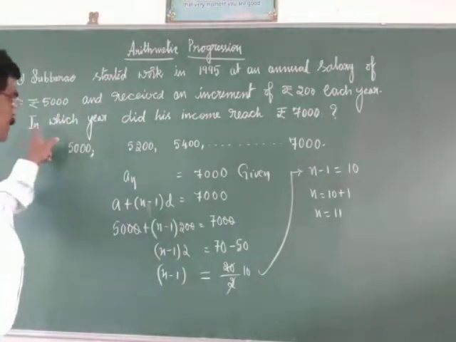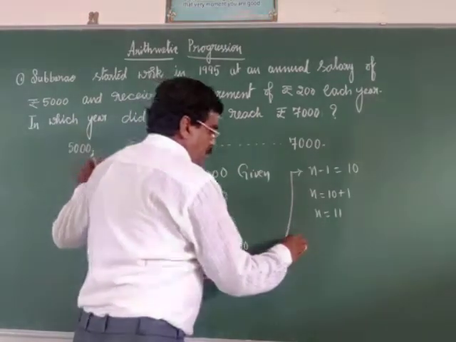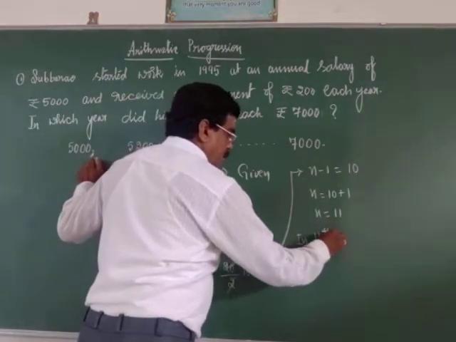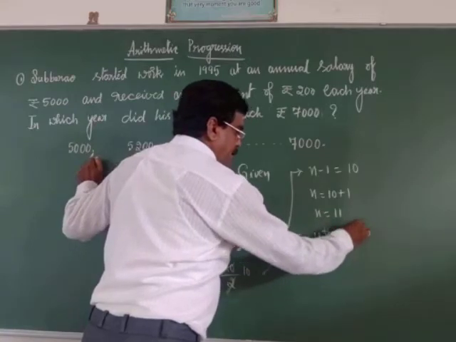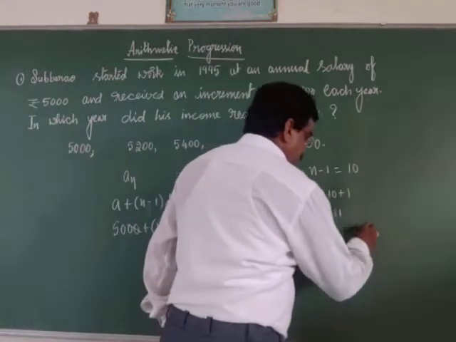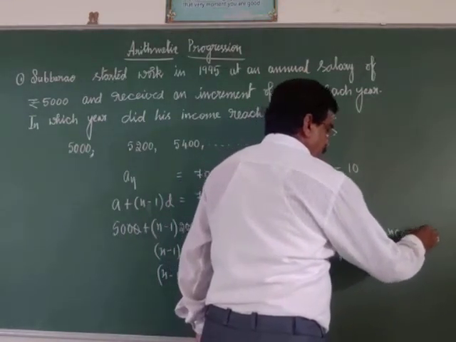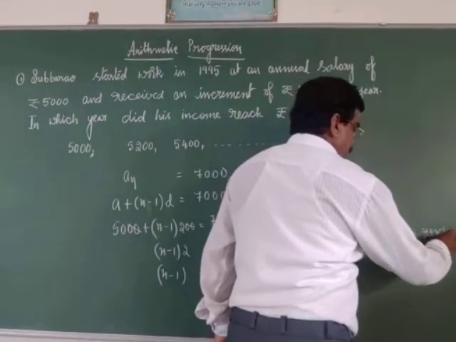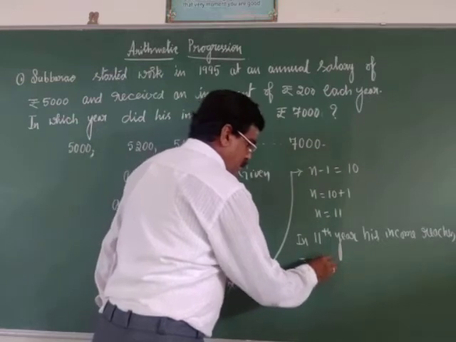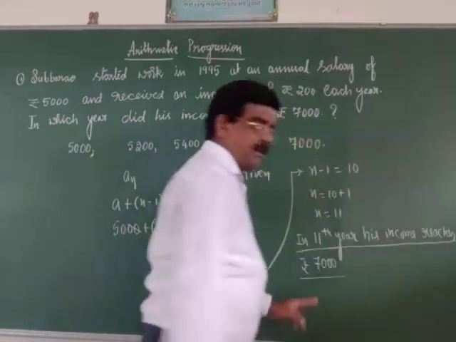It means in which year did his income reach 7,000 rupees? In the 11th year his income reaches rupees 7,000. This is the final answer.